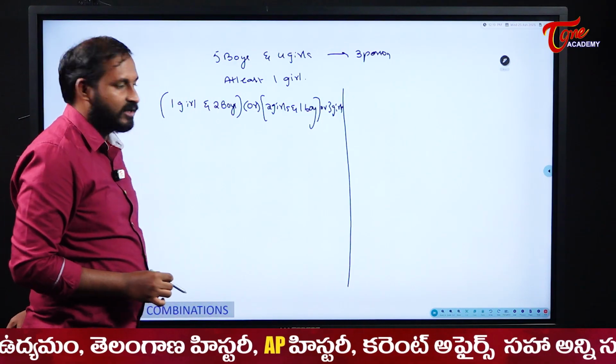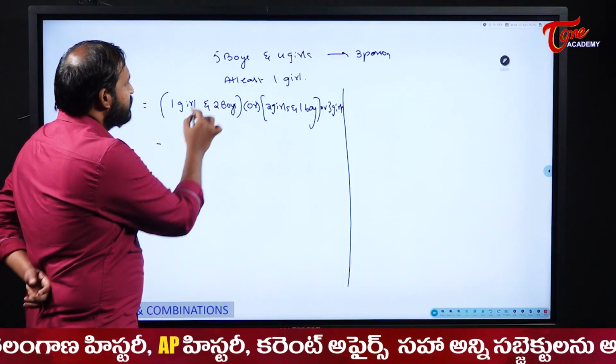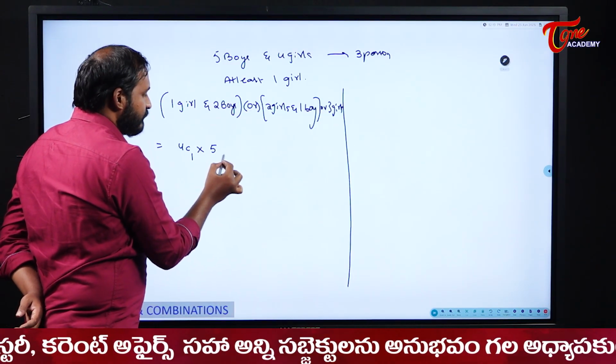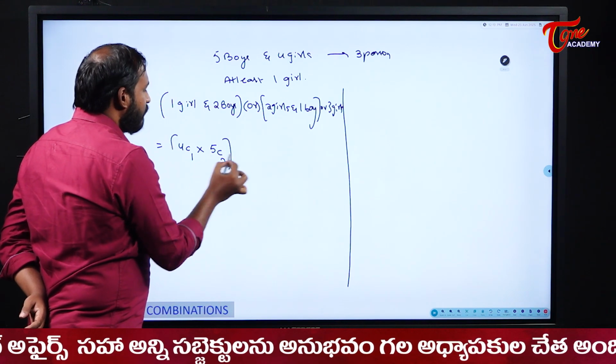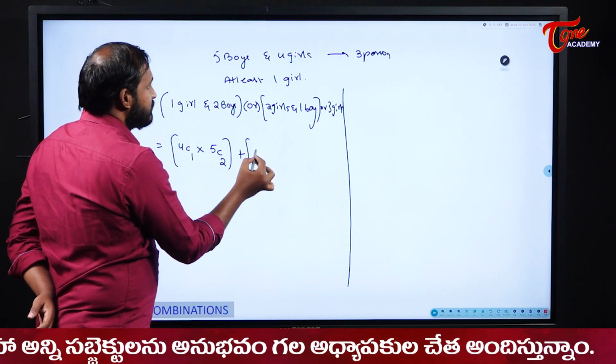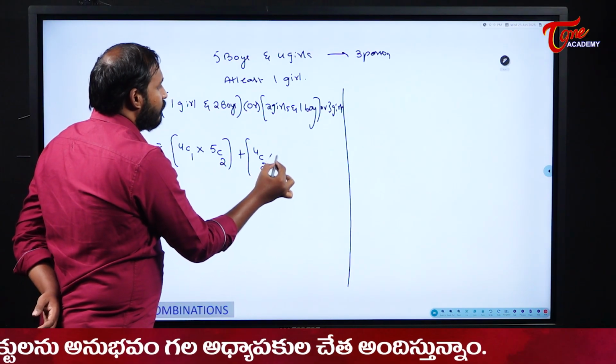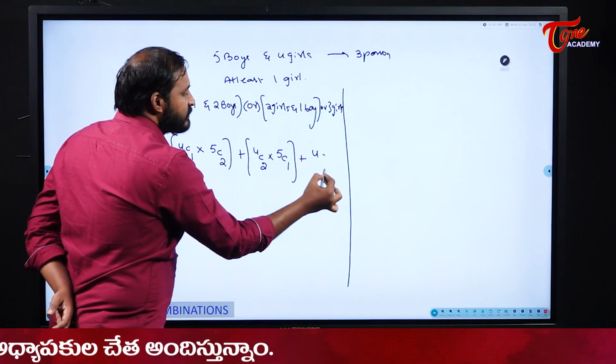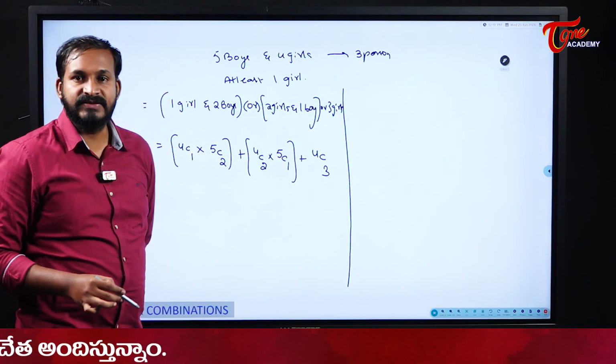Yes, all the 3 girls are also possible for me. So what happens to this 1 girl? 4C1 into 2 boys means 5C2. Plus 2 girls, 4C2 into 1 boy, 5C1. Plus 3 girls means 4C3.